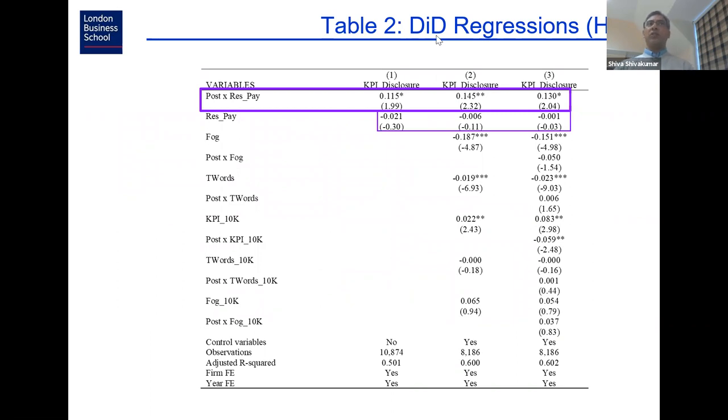When we run these difference in difference regressions, which is the test of hypothesis H1, we find that in the pre-period, the excessive pay was unrelated to the KPI disclosures. So before the SOP was introduced, firms did not have incentives to increase their KPI disclosures even if they were having excessive pay packages. But this changes after the SOP mandate was introduced. In the post period, there is a significantly positive relation between the KPI disclosures and the residual packages, meaning firms which are seemingly having excessive pay packages were more likely to increase their disclosures in the post period after the SOP adoption.